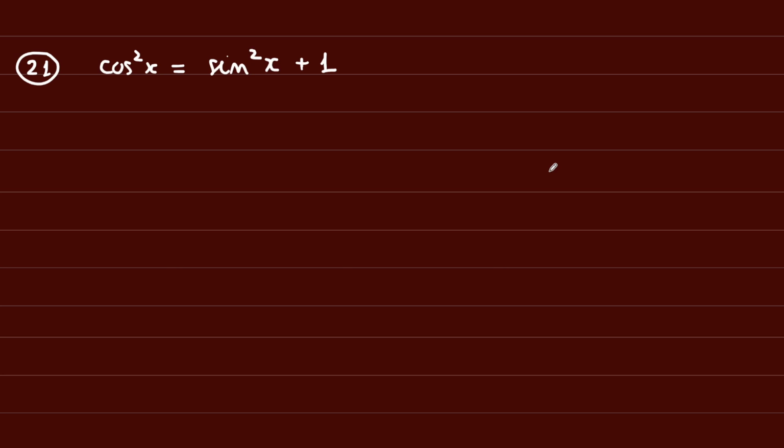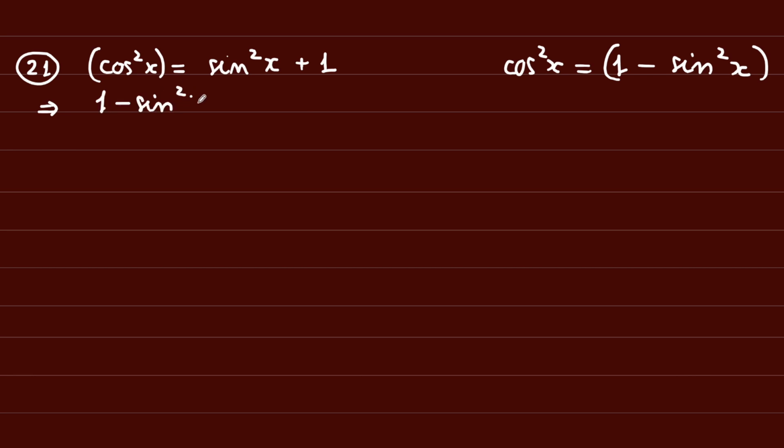About question 21, we have the equation cos square h equal to sine square h plus 1. This is not a formula. This is the equation you need to solve. And I want to convert cos square h to an expression in terms of sine square. For cos square h equal to 1 minus sine square h, you got the other expression in terms of sine square. And the left hand side of this equation will become 1 minus sine square h, which will be equal to the sine square h in the right hand side plus 1.